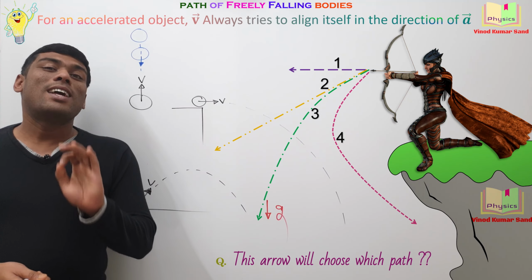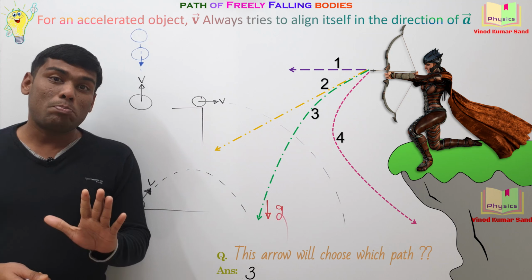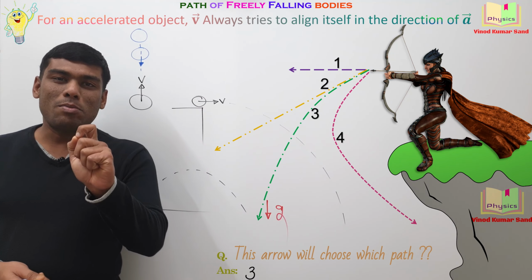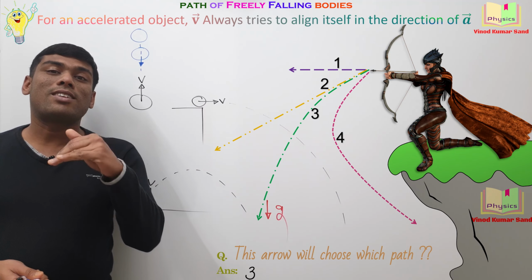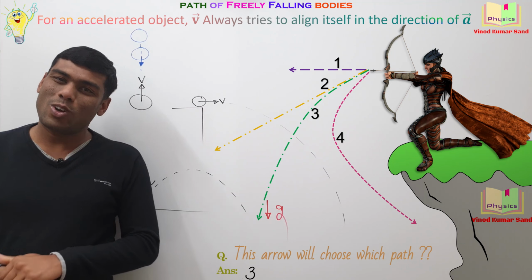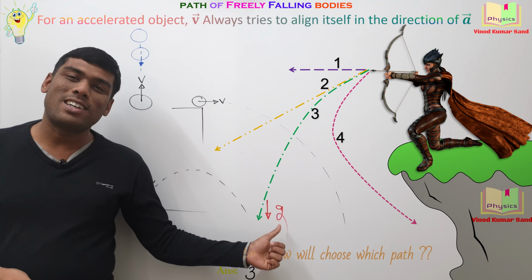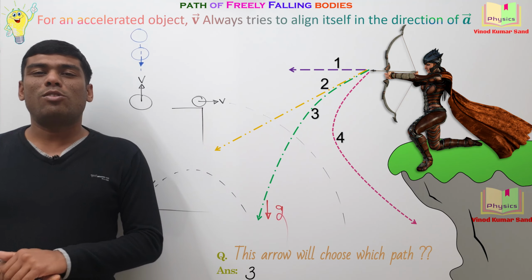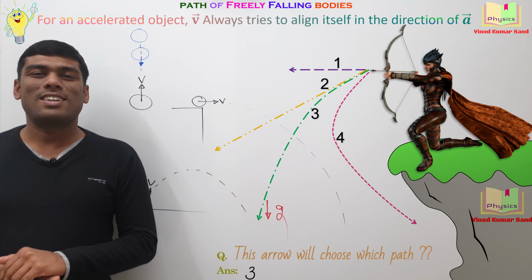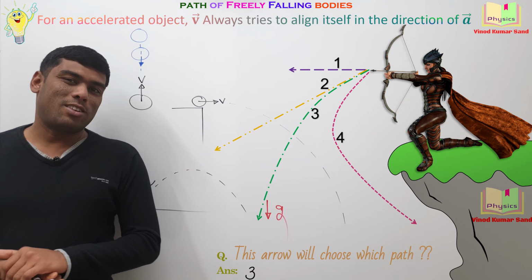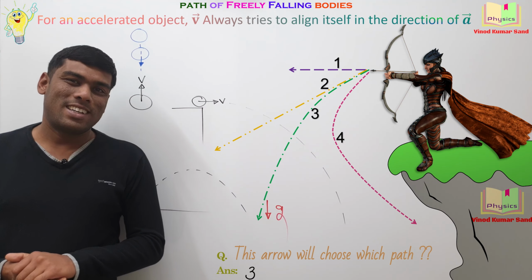The answer is simple. It will choose the third path, because if you check carefully, only along the third path the v vector is trying to align itself along the direction of the a vector, meaning acceleration due to gravity. Getting it? When will you get the first path as your answer? Can you tell in what possibility, in what case you can get the first path as the answer?